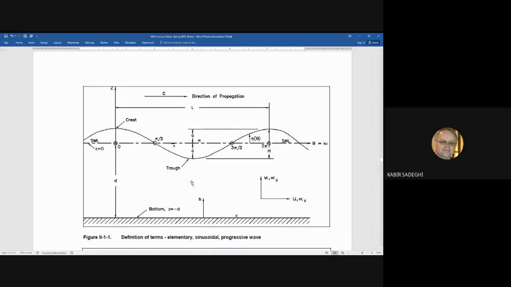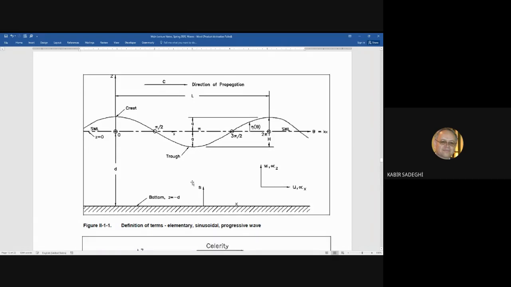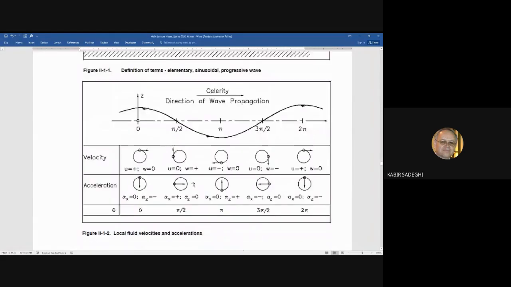Yes, it's very interesting. If you apply the formulas given in the table of theory, for example, for the Stokes order 2, 3, 4, all of them are the same, but they have more terms. I showed you. Let's see velocity in the first line, and in the second line, you can see acceleration.